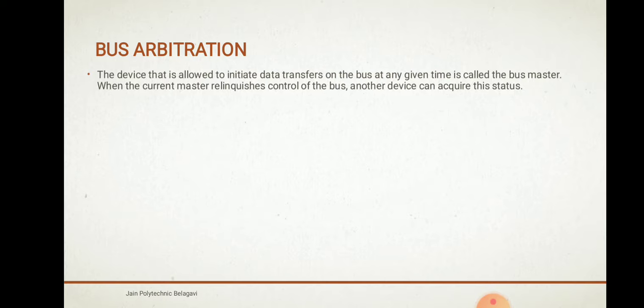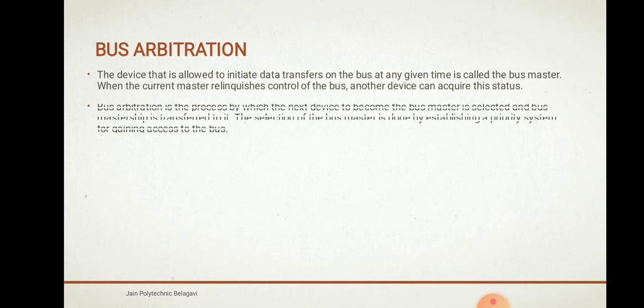is called a bus master. So there is a device that allows data transfer on the bus, and that device we call a bus master. Bus, as you know, is used to allow data to pass from one component to another. When the current master relinquishes control of the bus, another device can acquire this status.